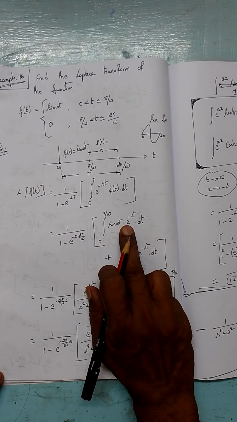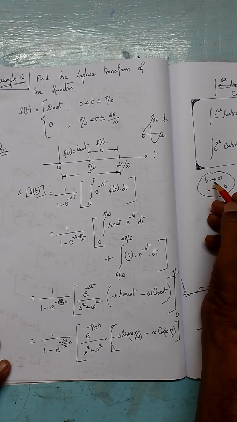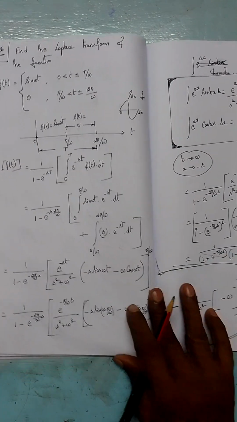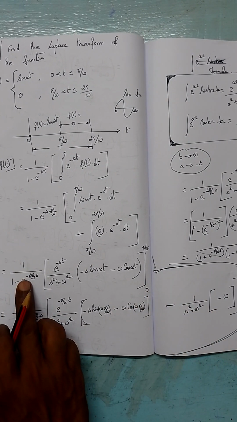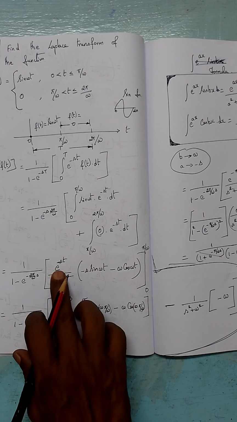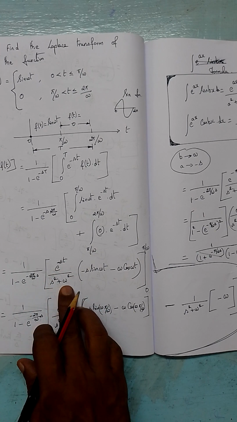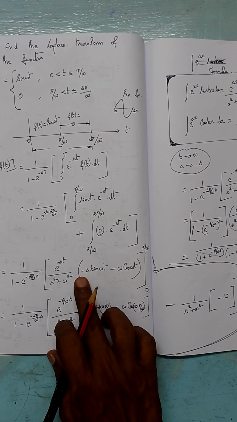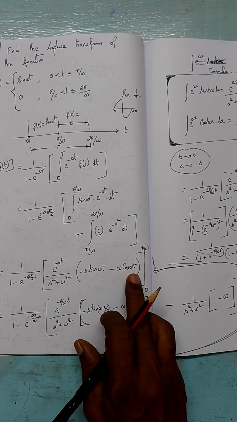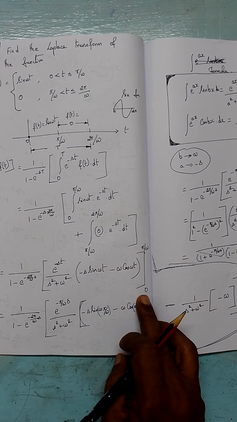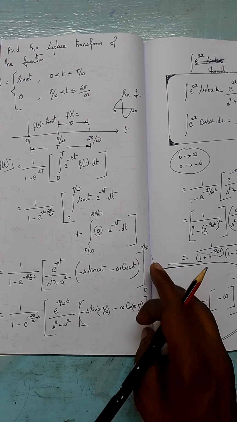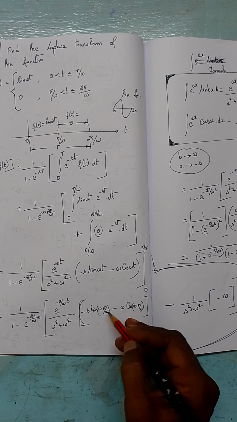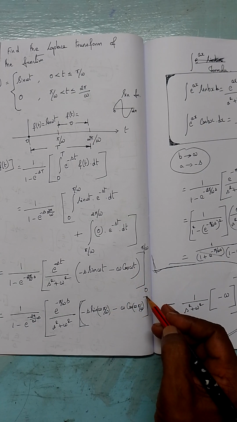So sin omega t e power minus st, I already told you b is omega and a is minus s. Just make use of this formula and substitute. So you will be getting 1 by 1 minus e power minus 2 pi by omega s into e power minus st divided by s square plus omega square, because e power ax, a value we know is minus s, into minus s sin omega t minus omega cos omega t, pi by omega is the upper limit and the lower limit is 0. So substituting upper limit minus lower limit, the upper limit for t is pi by omega, here also pi by omega, and the lower limit is 0.